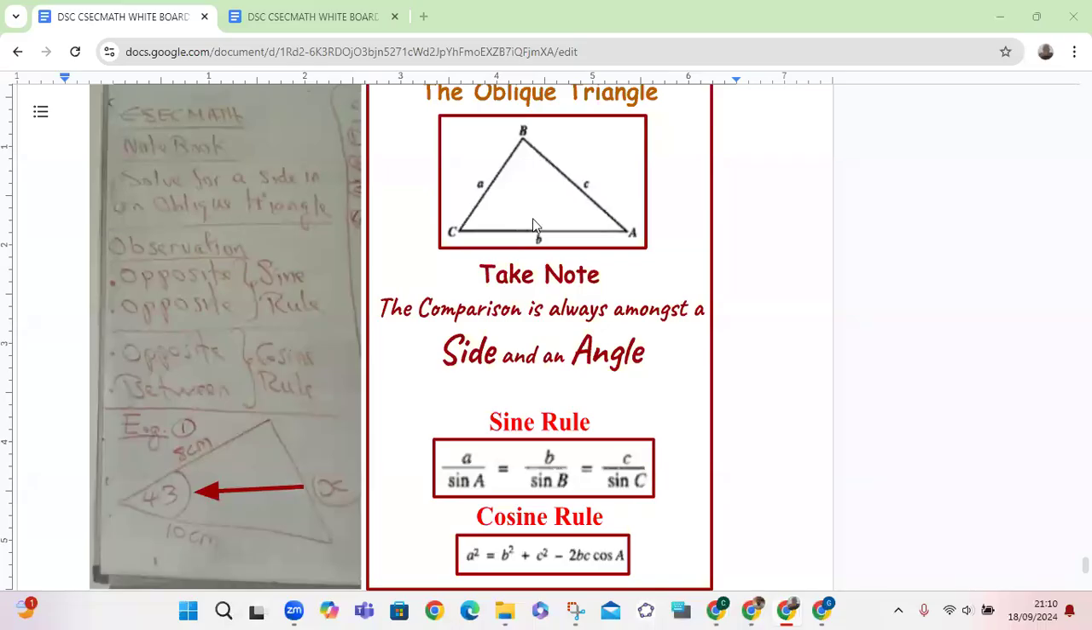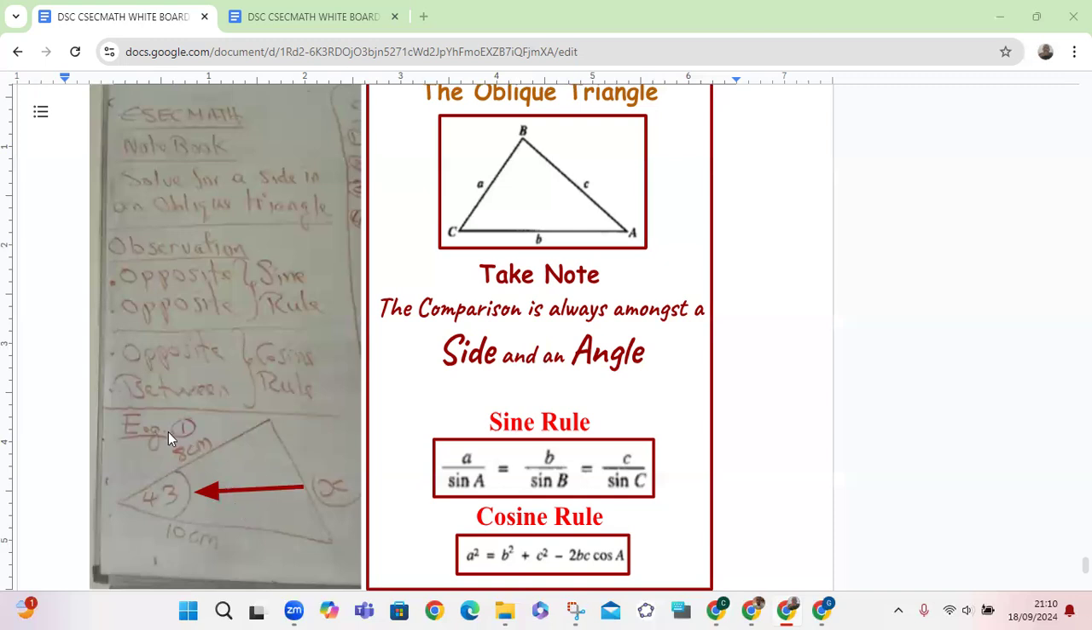Here we are going to talk about the oblique triangle with focus on the sine rule. But before we do that, let's talk about the oblique triangle. To solve for a side in the oblique triangle, you must make some observations. And in your observation, if you use the word opposite twice, then you must use the sine rule. If you use the word opposite and between, then use the cosine rule.